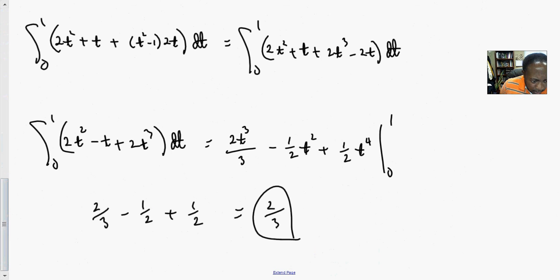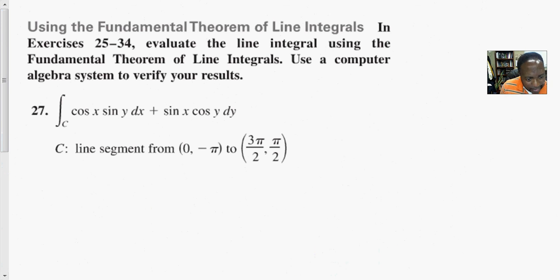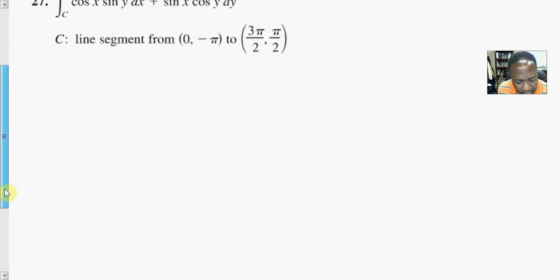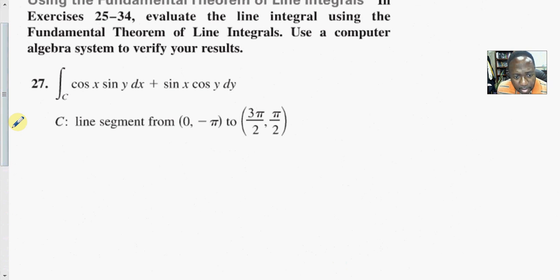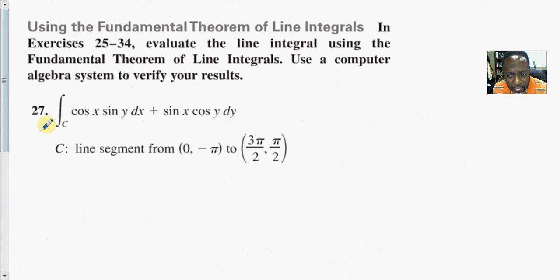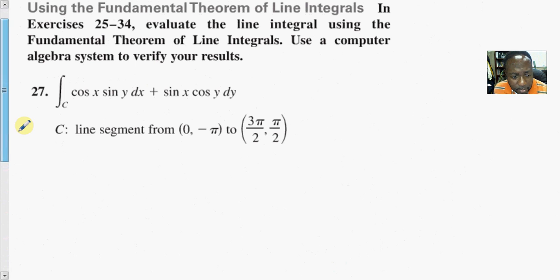All right, I think 2 more problems. I'll just do one of them, this number and then the one down there. They work exactly the same. What works well for us is that if the vector field is conservative, then you get it. Now it says use a computer algebra system to verify your results. All right, don't worry about that.